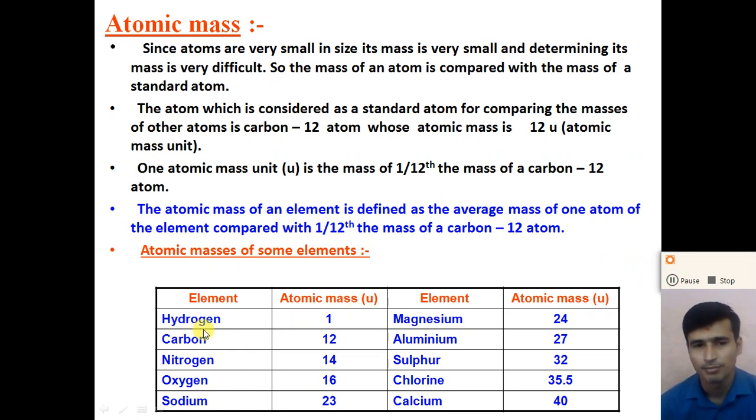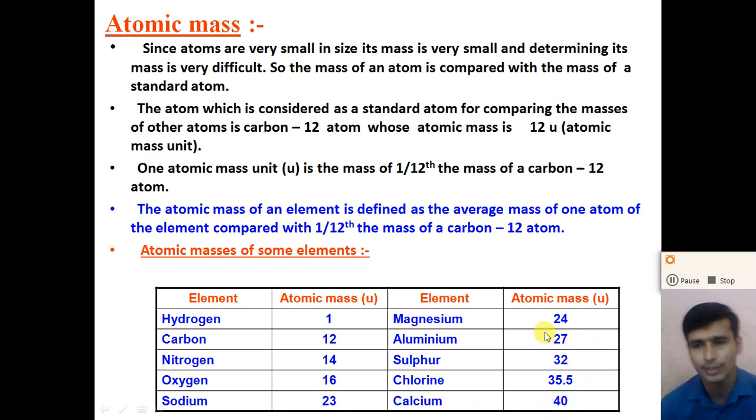For example, the mass of hydrogen is 1 AMU. Mass of carbon is 12. Mass of nitrogen is 14. Mass of oxygen is 16. Mass of sodium is 23. Mass of magnesium is 24 atomic mass. Mass of aluminium is 27 atomic mass. Mass of sulfur is 32 atomic mass. Mass of chlorine is 35.5 U, and mass of calcium is 14 AMU.